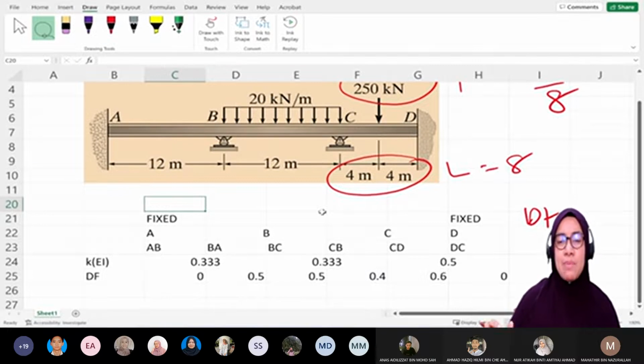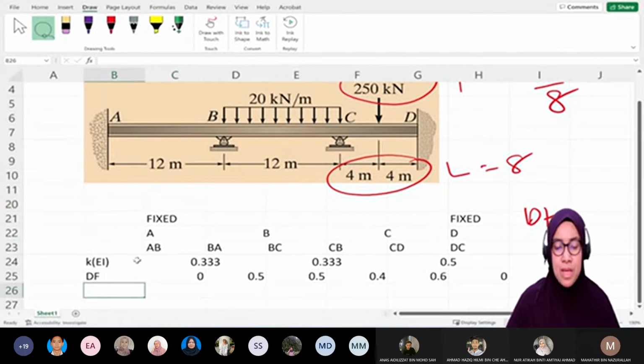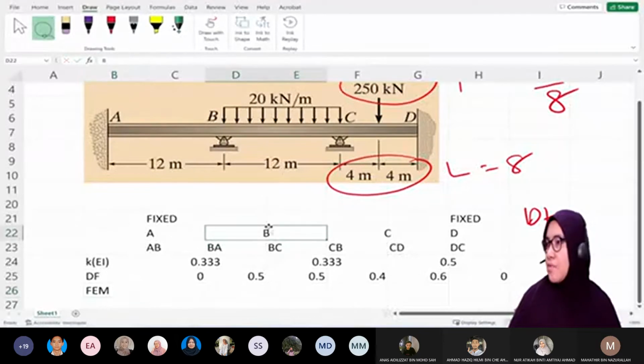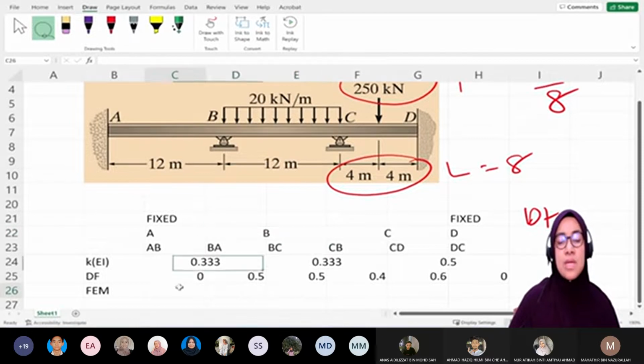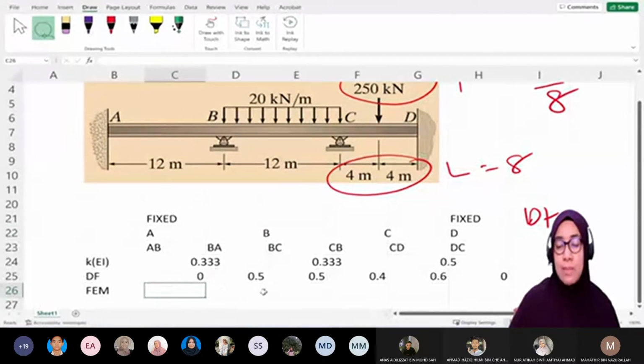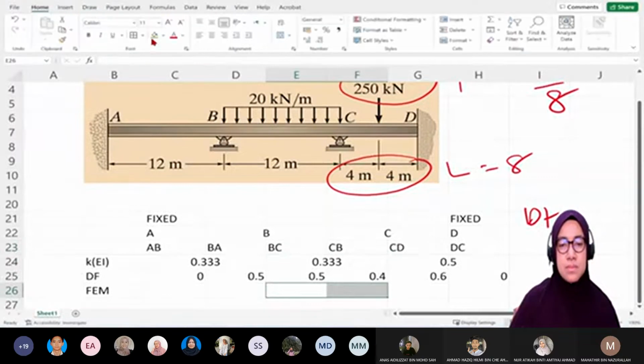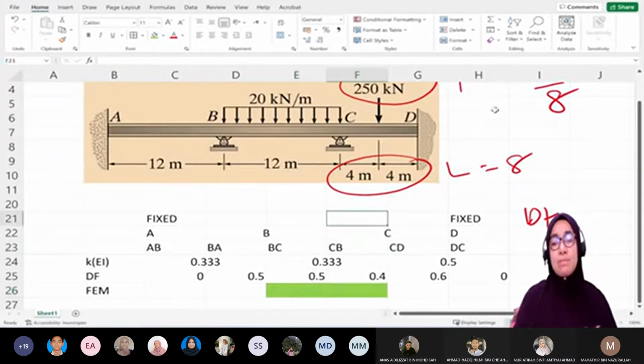Okay, AB kosong kan? AB kosong. So there's no value for FEM. FEM for AB kosong lah sebab tak ada loading pun atas AB tu kan. Dan kosong dalam table ni tak payah tulis, kecuali DF tu. Okay, kosong tak payah tulis. So leave it blank. Okay, we move to BC. So BC kita yang ni. BC, CB yang ni. Okay, yang ni kita punya member BC.